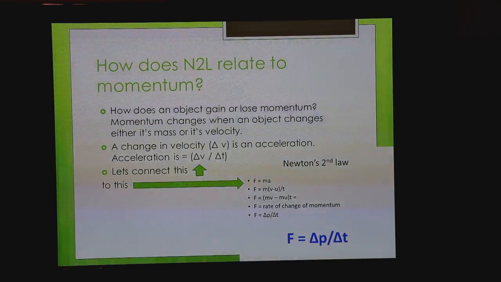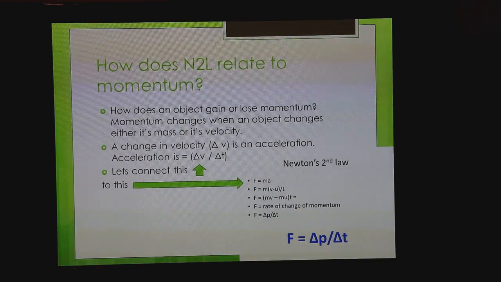So let's connect that idea to Newton's second law. Let's derive F equals m times a, or force is equal to mass times acceleration. So we know that we can break down the acceleration as the final velocity minus the initial velocity, divided by time. So now we have F is equal to m times the quantity of v minus u divided by t. To break that down a little further, we can just distribute out the mass.